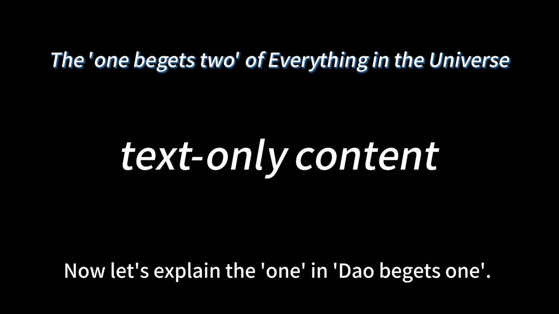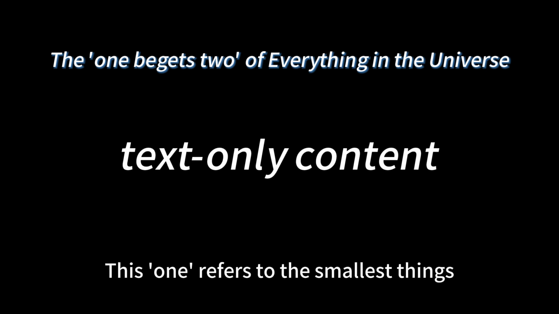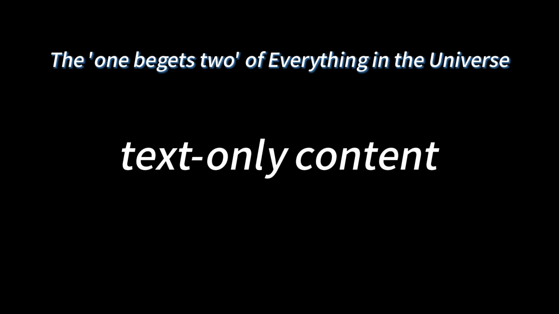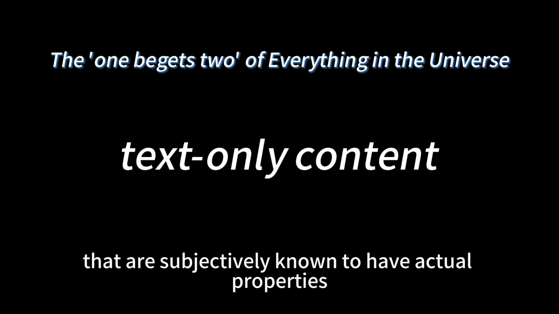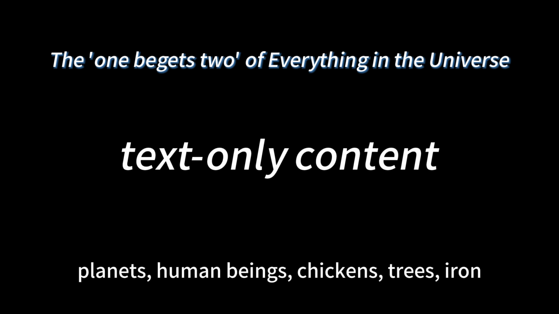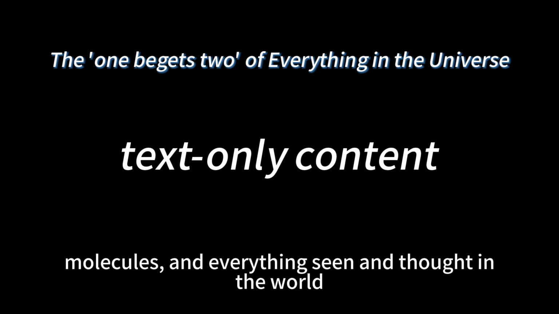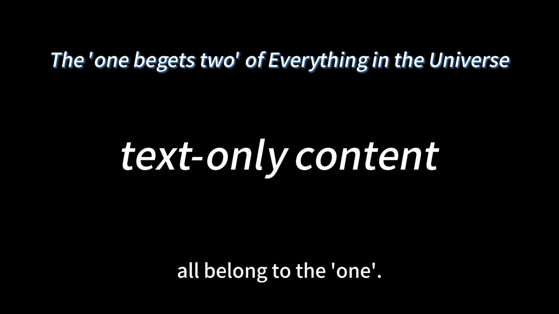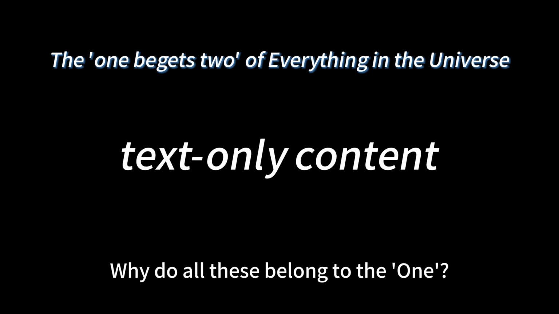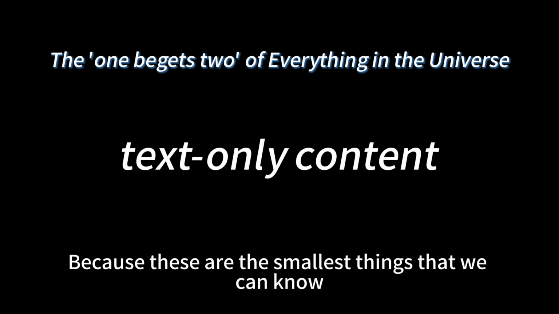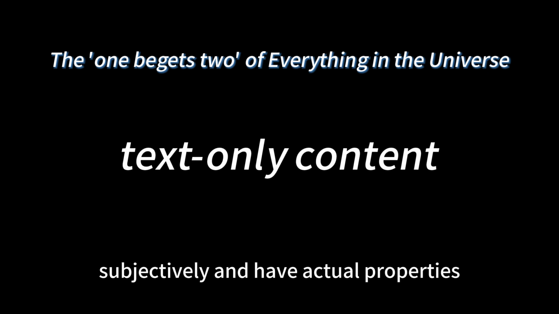Now let's explain the 1 in Tao begets 1. This 1 refers to the smallest things that are subjectively known to have actual properties. For example, planets, human beings, chickens, trees, iron, molecules, and everything seen and thought in the world all belong to the 1. Why do all these belong to the 1? Because these are the smallest things that we can know subjectively and have actual properties.